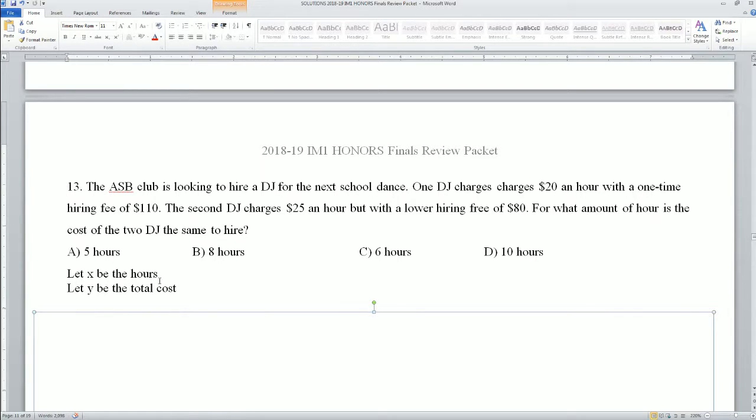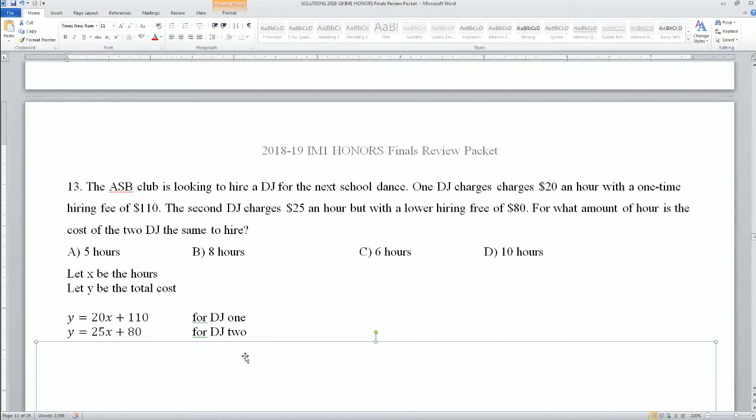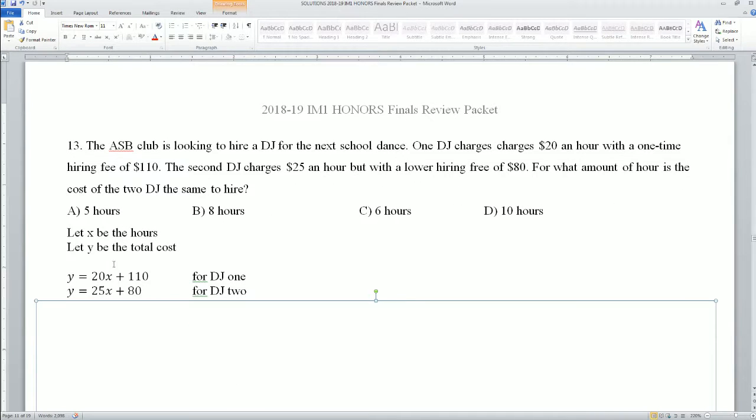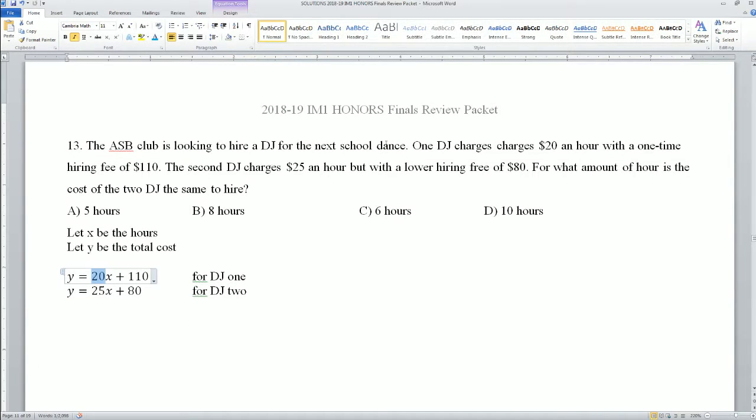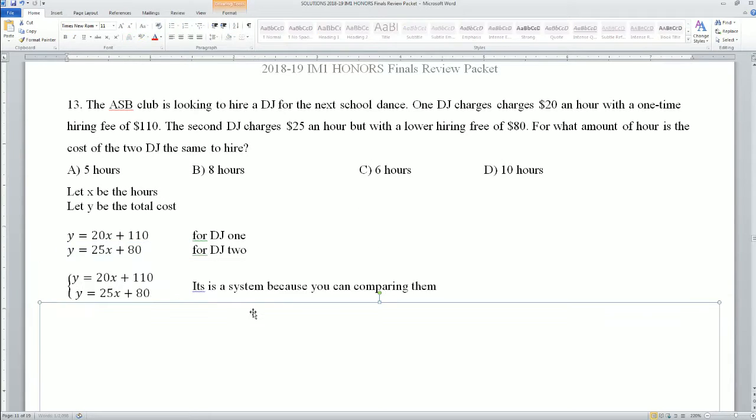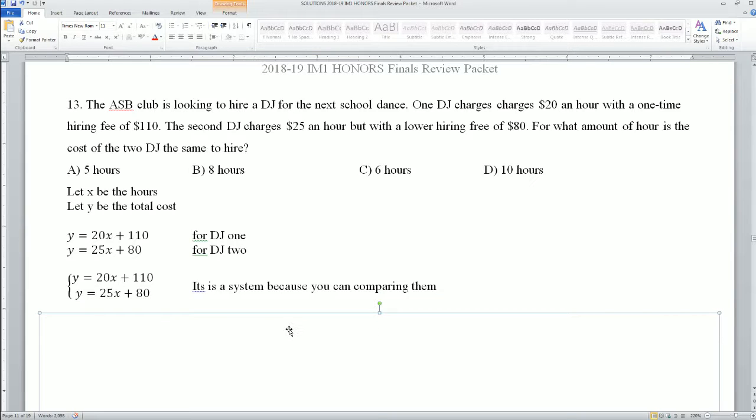So let x be the hours and let y be the total cost. There are two DJs, so I'm going to set up two equations. Two equations mean it's going to be a system. $20 is the rate amount, and the fixed amount is $110 for the first DJ. $25 is the hourly amount for the second DJ, and $80 is the flat amount for that DJ. It is a system because you can compare them.